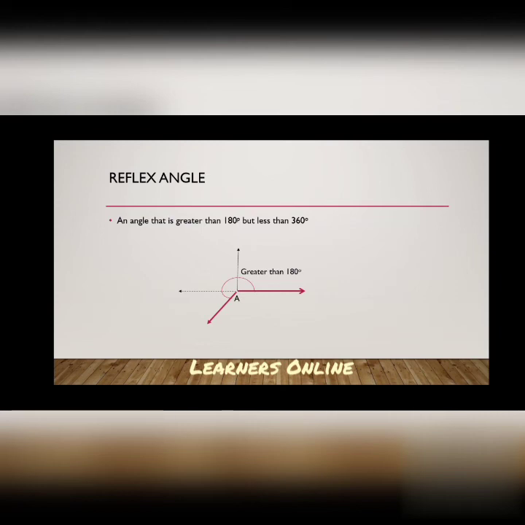And after the reflex angle we have the full angle, where the terminal arm coincides with the starting arm after completing a complete revolution, and such an angle is called a full angle, an angle that measures 360 degrees. These are the types of angles as per the movement of the terminal arm.